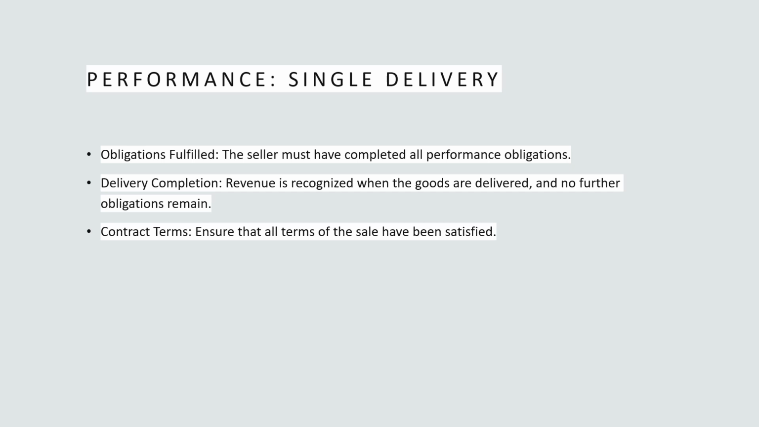Performance, single delivery. So, obligations fulfilled. The seller must have completed all performance obligations. Performance is evaluated based on whether the seller has met all the contractual obligations. For single deliveries, this occurs when the goods are delivered and there are no further obligations remaining. This completion of performance allows for the recognition of revenue at that point.